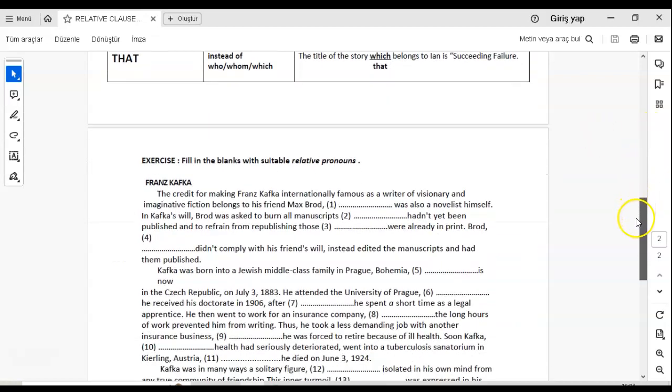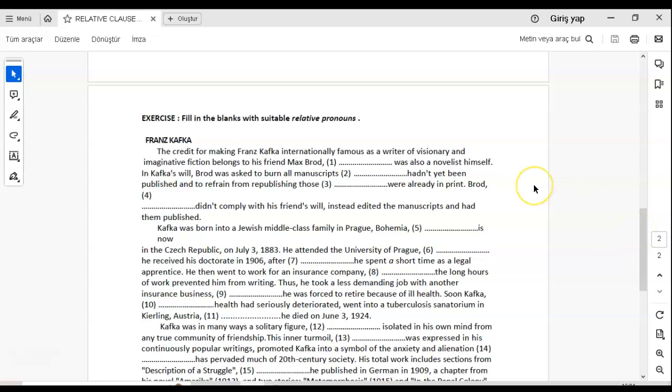And so I have prepared a text about Kafka for you. And so what you're going to do is that I'm going to just do a few of them for you. The credit for making Franz Kafka, internationally famous as a writer of visionary and imaginative fiction, belongs to his friend Max Brod. And so when you have a look at Max Brod, and then you're going to use who, whom, or whose. And so as we have here, the auxiliary word, we use who. Max Brod, who was also a novelist himself, we say.